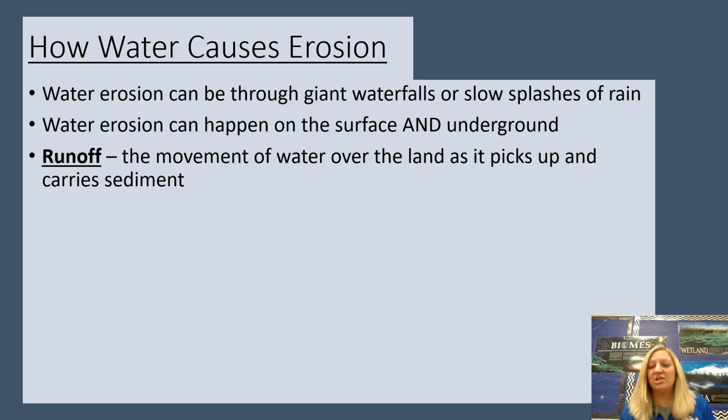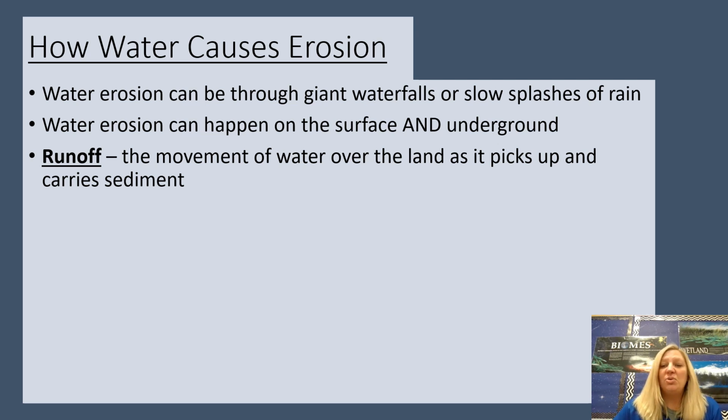Water erosion can be in two ways. It does not always have to be fast. It can be giant waterfalls, which is really fast, or it can be tiny, slow splashes of little raindrops. This can happen both on the surface of the earth and underground.